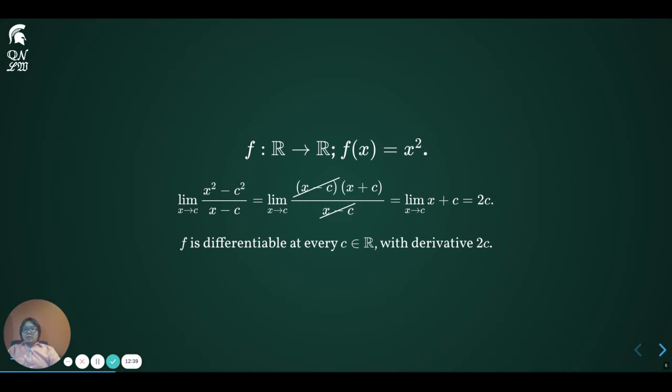To summarize the result of our computation, this shows that at every real number c, the function f of x equal to x squared is differentiable. The derivative turns out to be 2c. This means that the derivative can be written as the function f prime of x equals 2x.